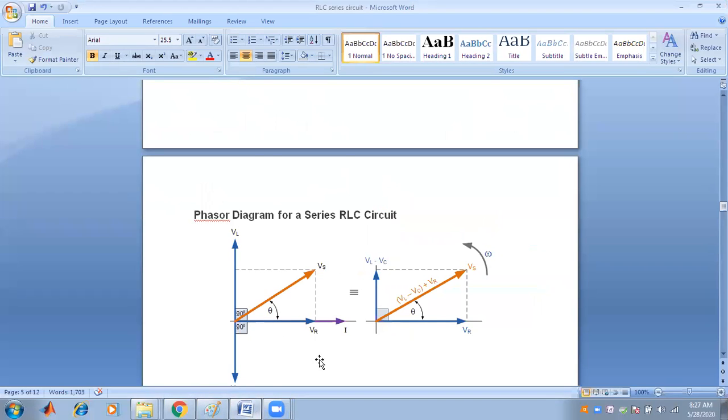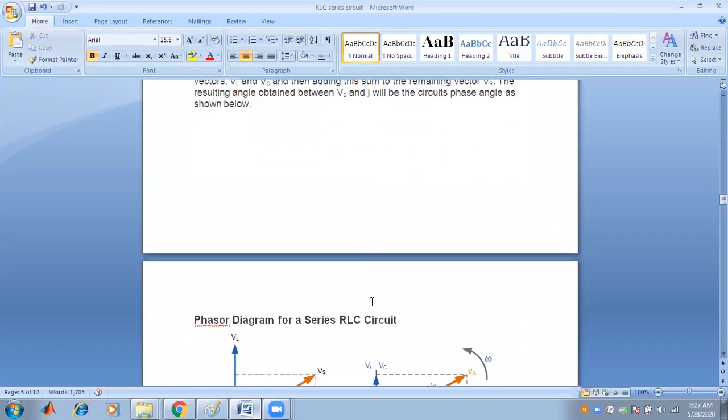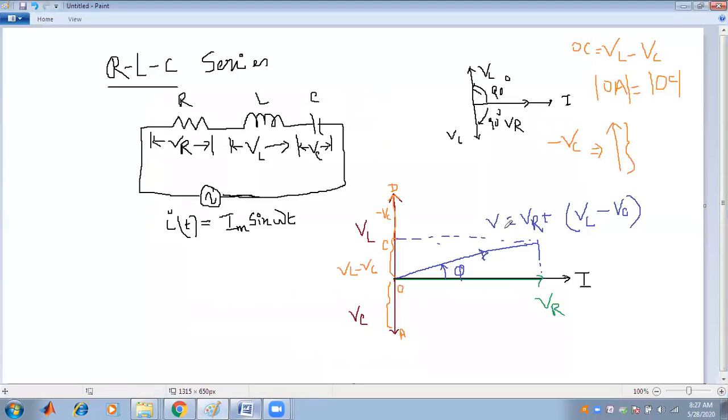And we have already done this. VL minus VC plus VR, that is the resultant VS that we have found. That is known as VS, the resultant value, and the angle displacement between them I have already covered. VL is 90 degrees leading, and VC is lagging by an angle. From where do we draw VL minus VC? Minus VC has to be drawn from the top of the VL, not from the origin. The magnitude will be the same, only the direction changes.